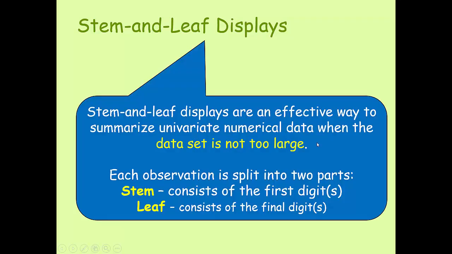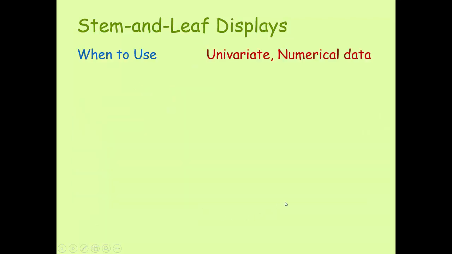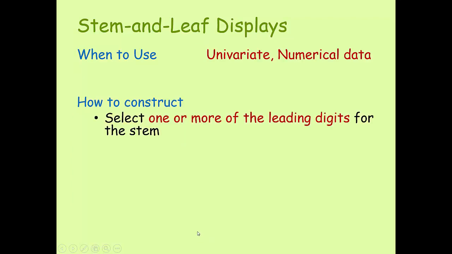Let's look at another type of display, a stem and leaf. These displays are an effective way to summarize univariate numerical data when you don't have a really large data set. What we do is split each observation into 2 parts. The first digit is called the stem, and the other digits are called the leaf. Again, this is univariate numerical data.